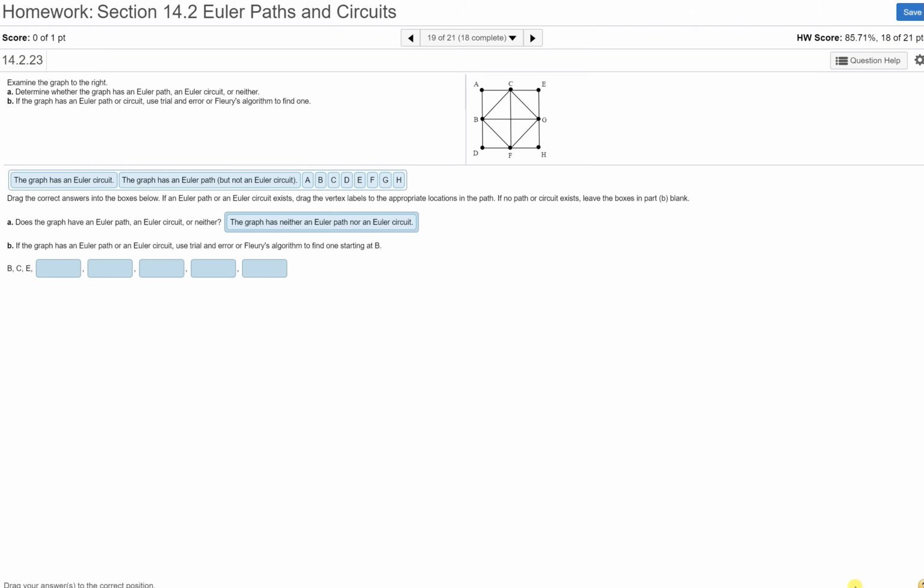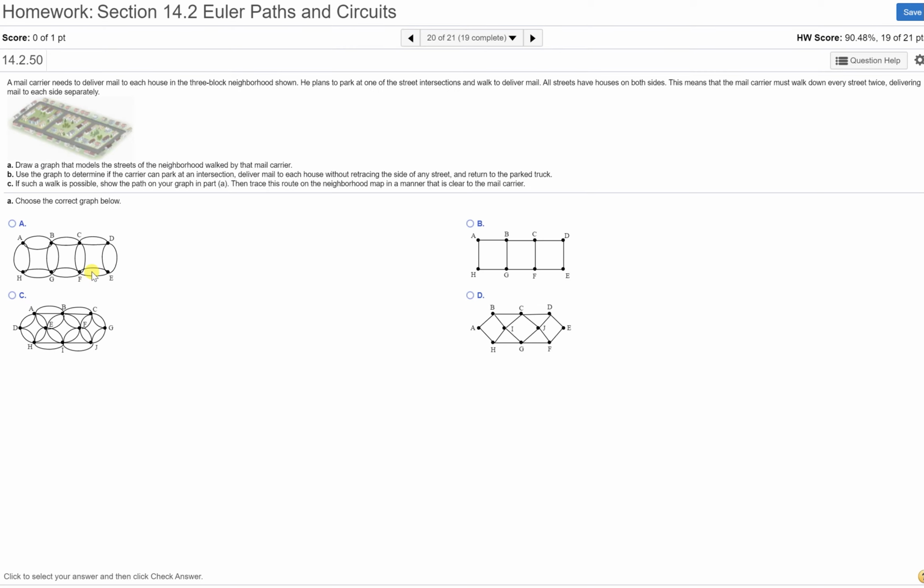Okay, I guess you leave it blank. You can't really do it. Yep. Okay, I was wondering if I have to put something there. I guess not. All right.